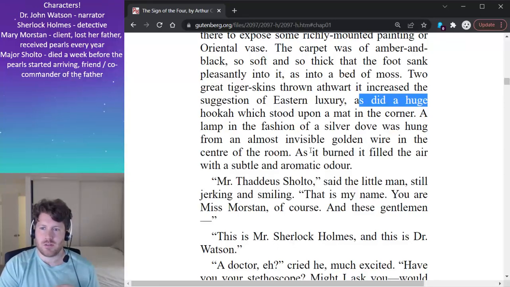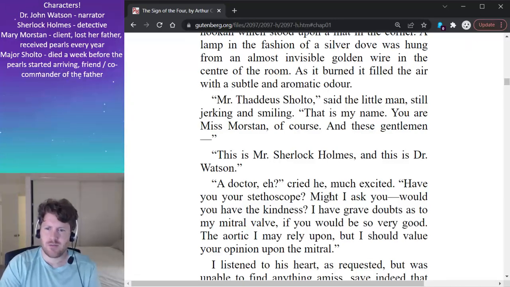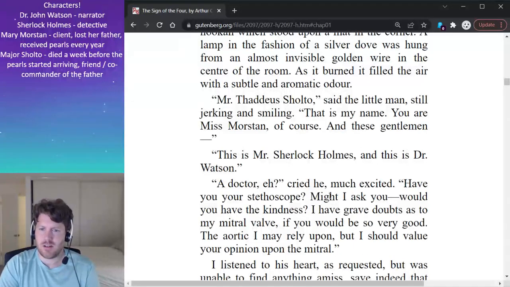Mr. Thaddeus Sholto, said the little man, still jerking and smiling. That is my name. You are Miss Mortson, of course. And these gentlemen, this is Mr. Sherlock Holmes, and this is Dr. Watson. A doctor, eh? Cried he, much excited. Have you your stethoscope? Might I ask you, would you have the kindness? I have grave doubts as to my mitral valve, if you would be so very good. The aortic I may rely upon, but I should value your opinion upon the mitral.